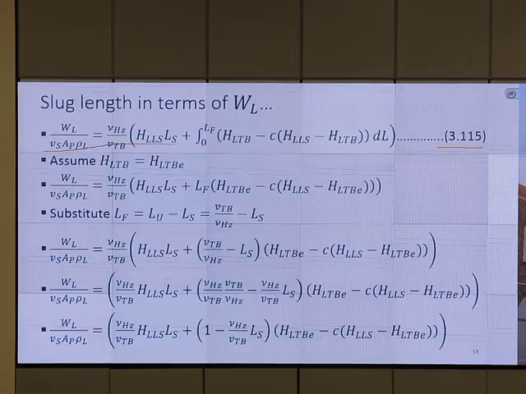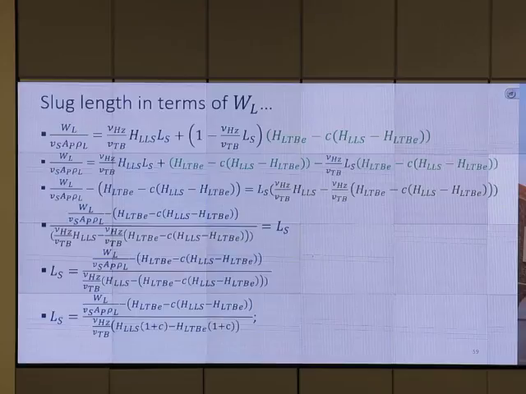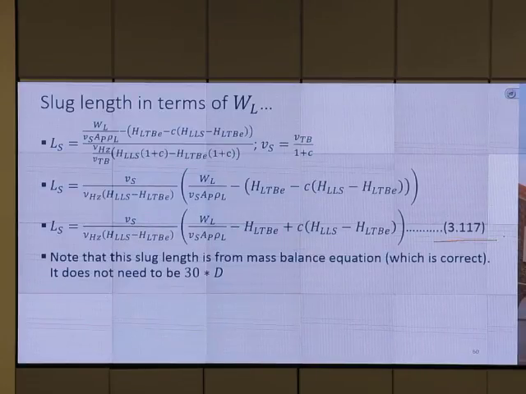So this time, slug length in terms of VWL. Basically, we do several things and several more things. At the end, I get 3.117. That's not what you want to hear, right? Several things and several more things, and we get 3.117. 3.117 tells us the slug length in terms of WL.